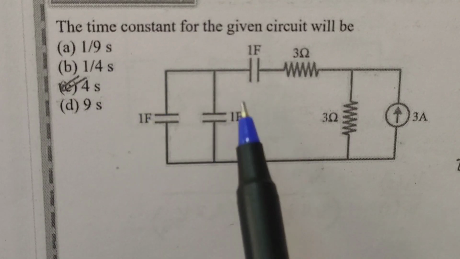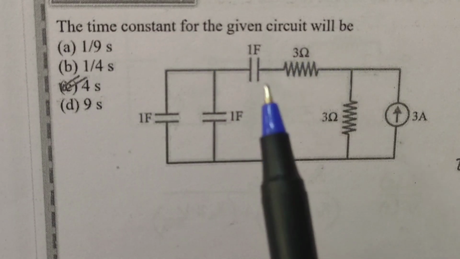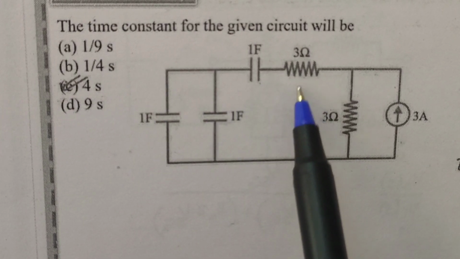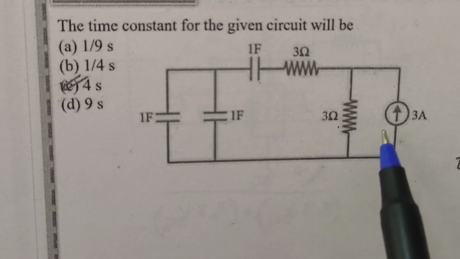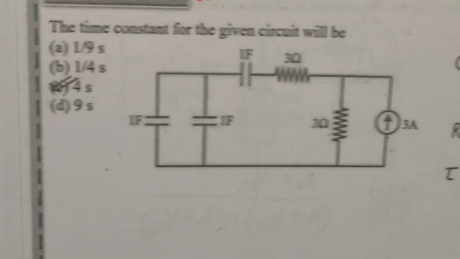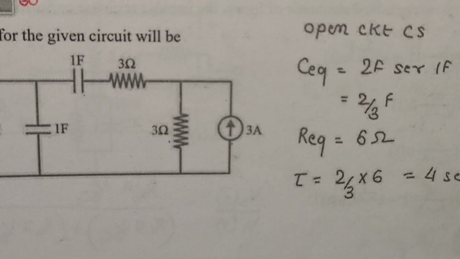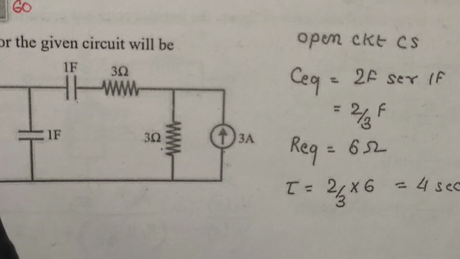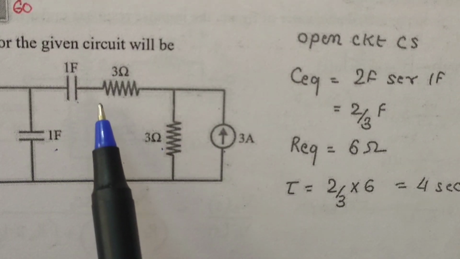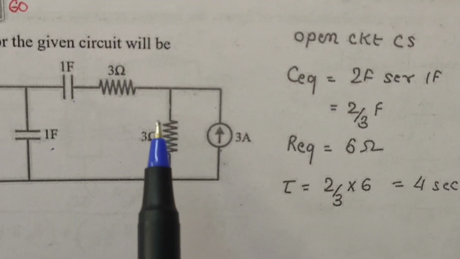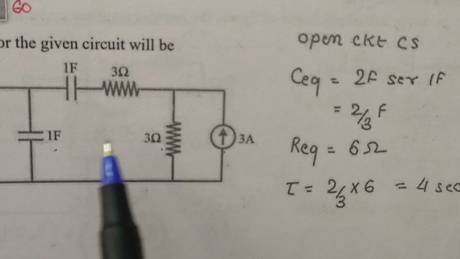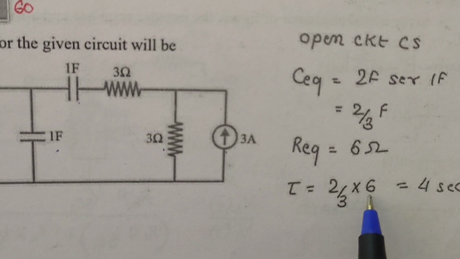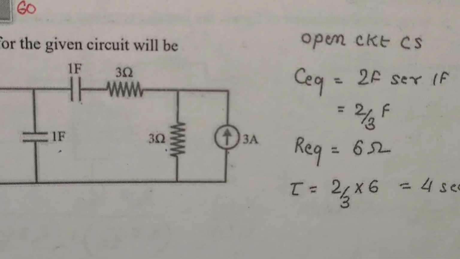In this question, he is asking to find the time constant of the given circuit. The given circuit consists of two parallel capacitors in series with one capacitor, one resistor, one 3 ohm resistor and a 3 ampere current source. Now to find the time constant, open this current source. So C equivalent will be 1 plus 1, 2 parallel 1, 2 series 1. So 2 into 1 by 2 plus 1, 2 by 3. R equivalent will become 6 ohms. Tau is equal to R into C, where R equivalent is 6 ohms, C equivalent is 2 by 3. You will get the answer as 4 seconds.